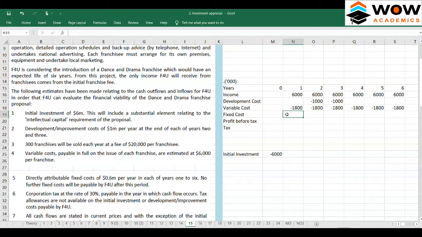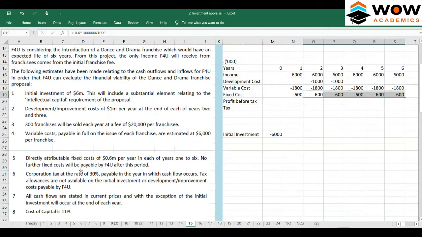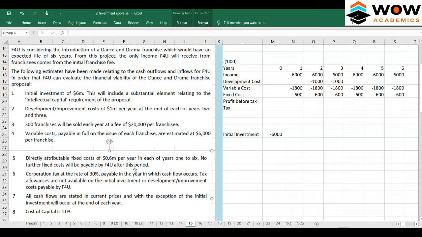Thereafter, we have other costs such as attributable fixed cost, which is 0.6 million. So we'll take this and we'll put it here, and which is going to be incurred in the years 1 to 6. So it is 0.6 million. Do we have anything else? Yes, we have corporation tax, and it is 30%, and it is payable in the same year. So we'll put it as at 30%.